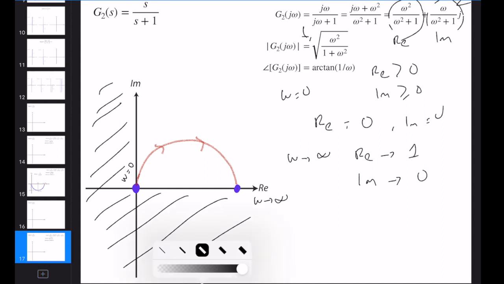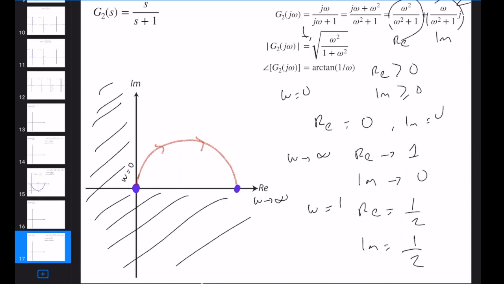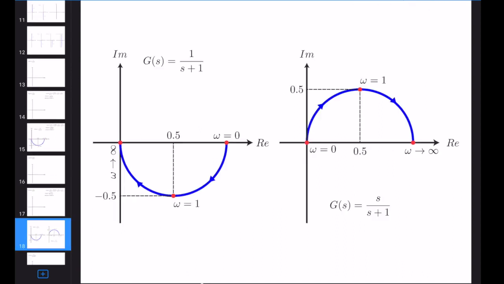Let's try omega equal to 1. The real part is equal to 1/2. The imaginary part is equal to 1/2. So we will be here. This is 0.5, this is 0.5j, and this is omega equal to 1. As you can see, if I add s, I just flip the polar plot with respect to the real axis. And if you look at both polar plots, we can see the answer here.